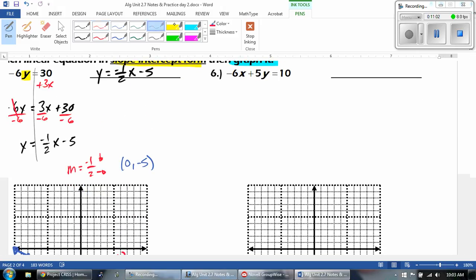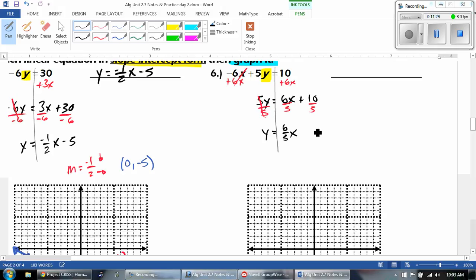Okay, number 6. Okay, find your y and start solving. So I'm going to add the 6x to the other side. Remember, that's not 16x because those are not like terms. 5y equals 6x plus 10. To get the y by itself, I'm going to divide everything by 5. And we get y equals 6 over 5x plus 2.